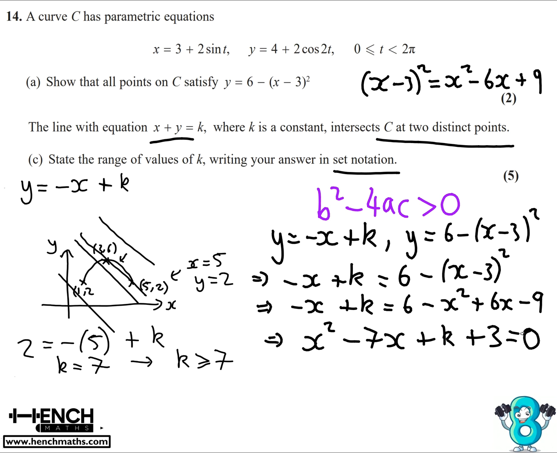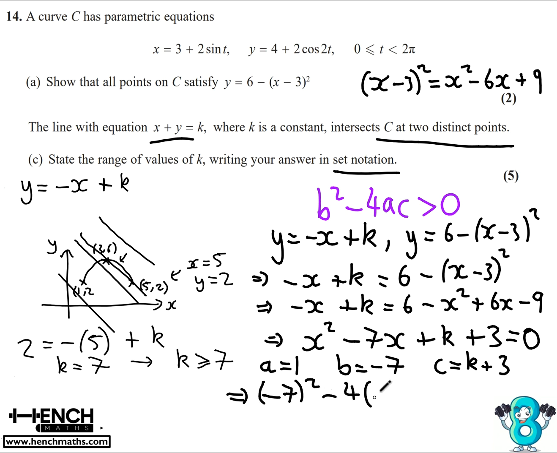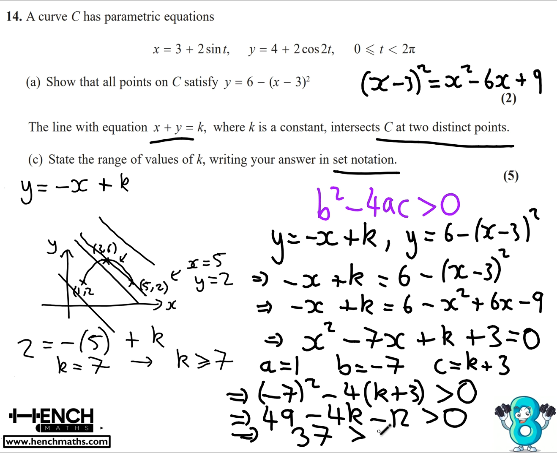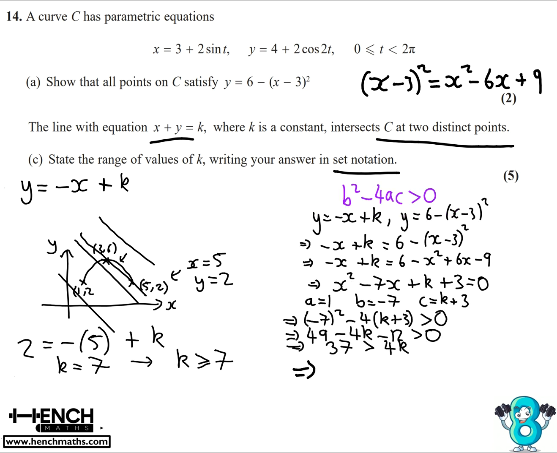Now for this equation, the discriminant should be larger than 0 for it to have two solutions. So what I like to do is label: my a is 1, my b is negative 7, and my c is k plus 3. So we put this all into the discriminant. This will imply that negative 7 squared subtract 4 multiplied by (k plus 3) should be larger than 0. So we're going to get 49 subtract 4k subtract 12 is larger than 0, and then 37 is larger than 4k. So finally, our inequality is 37 divided by 4 is larger than k, or k is less than 37 over 4.